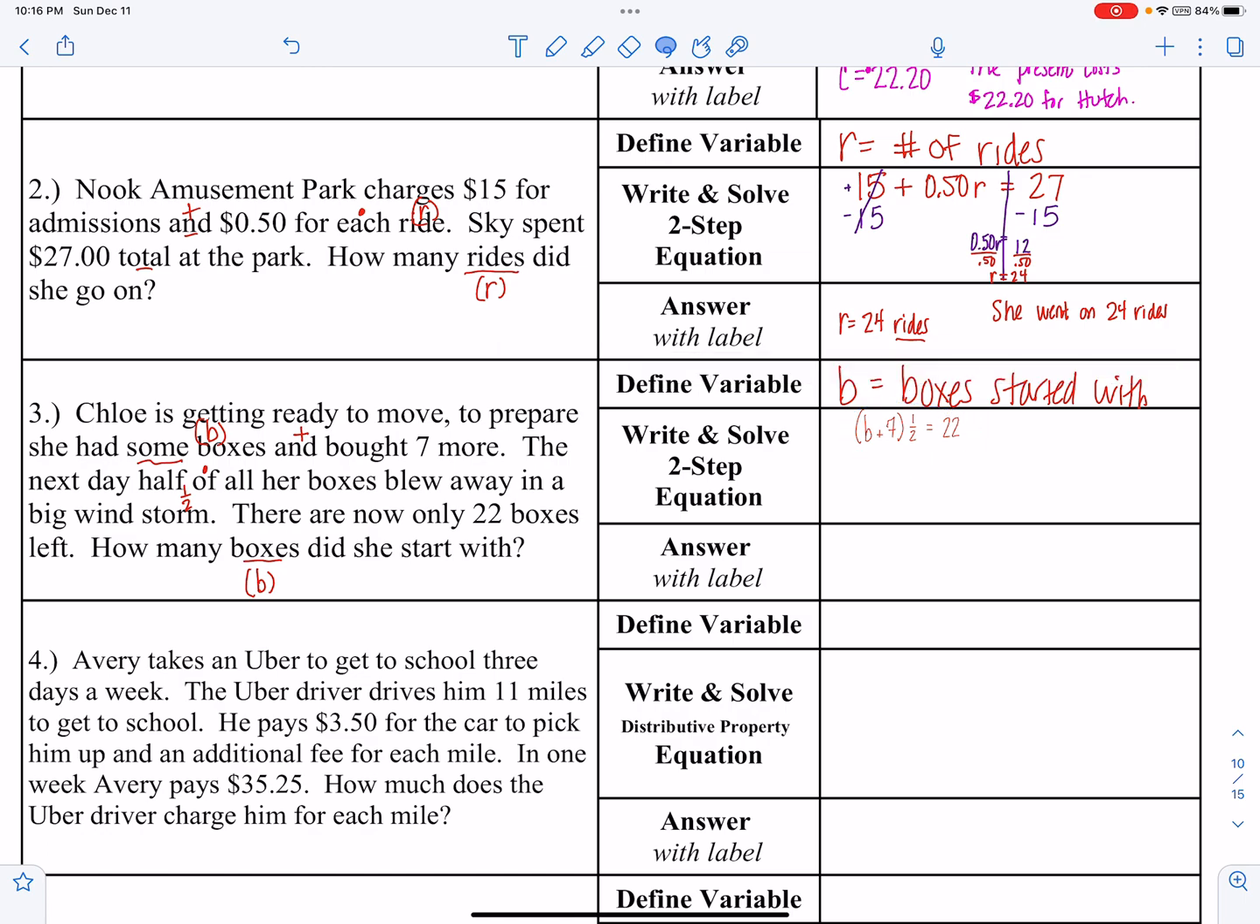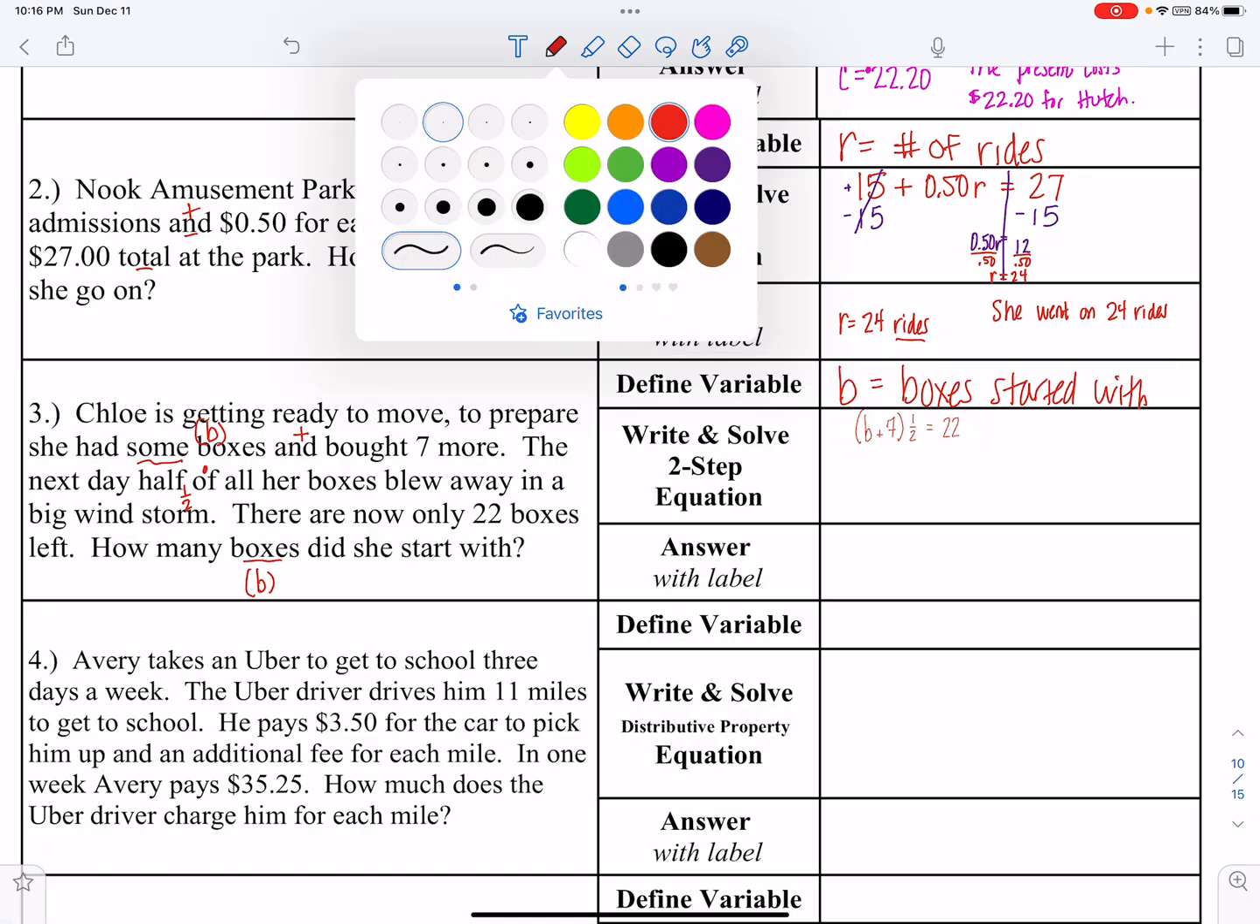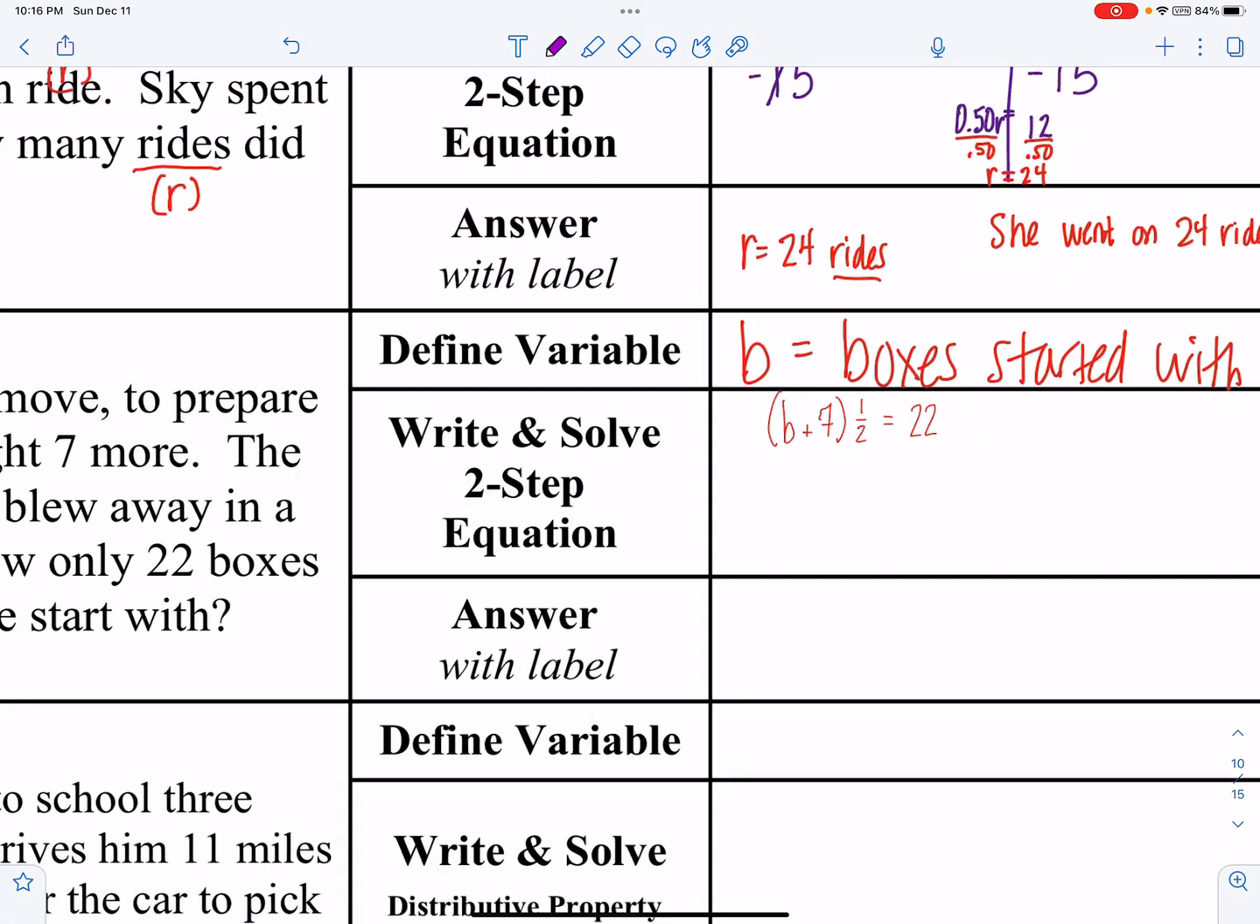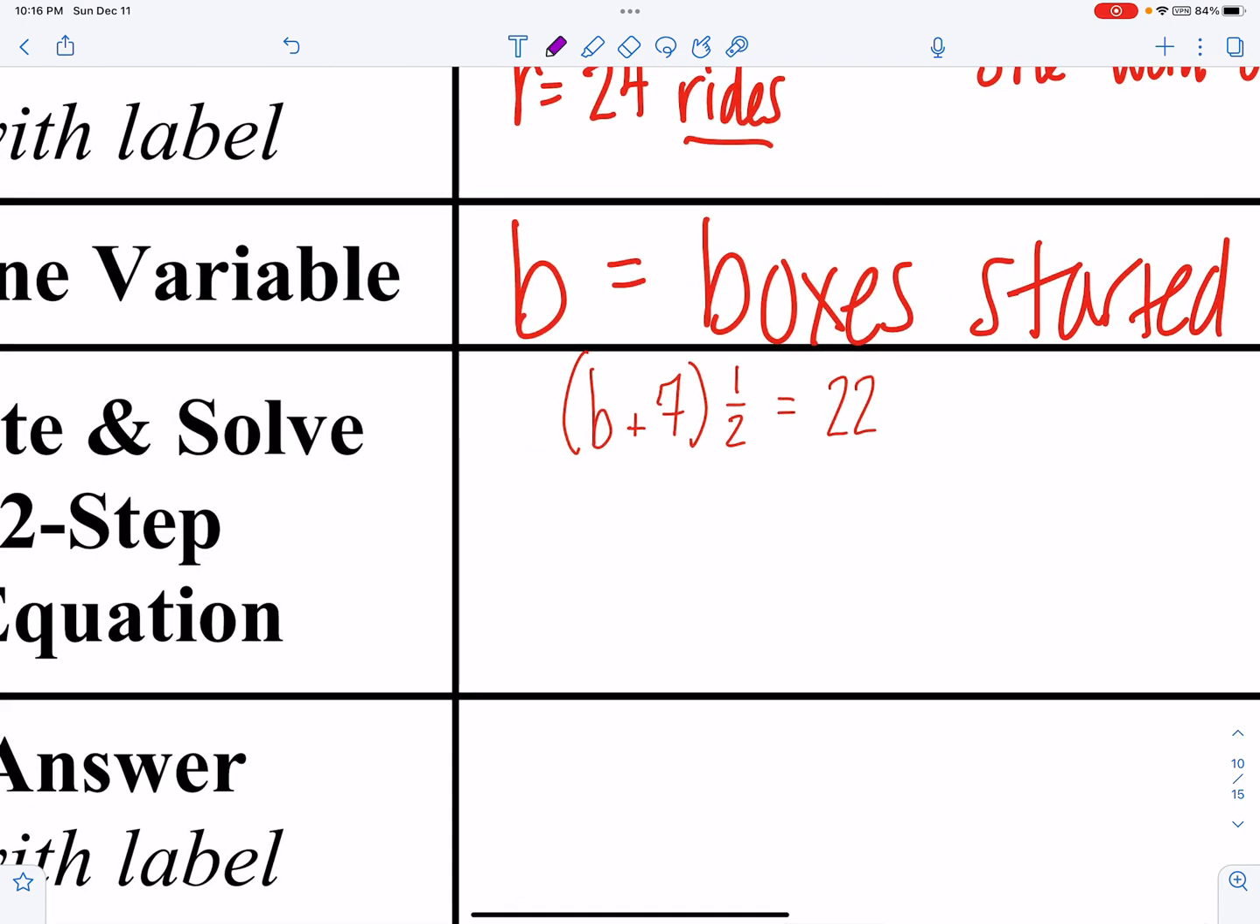And then we can go ahead and zoom in and solve it. Okay, alrighty. So here we go. The very first thing that we're going to do is go ahead and we can distribute the 1/2 to everything.